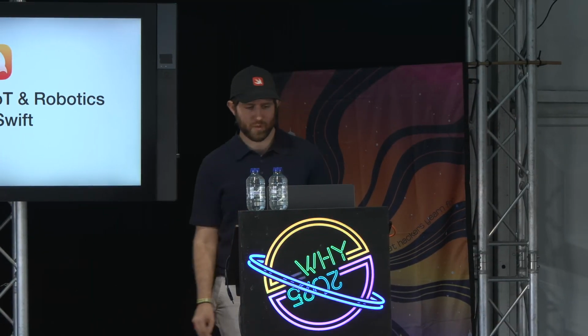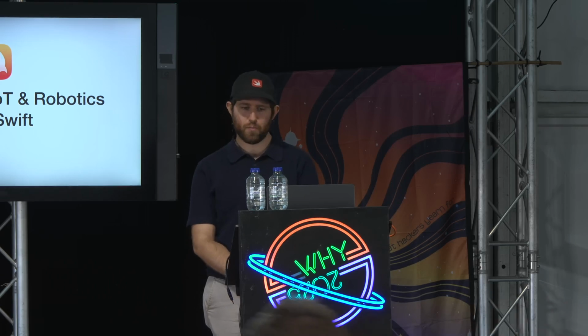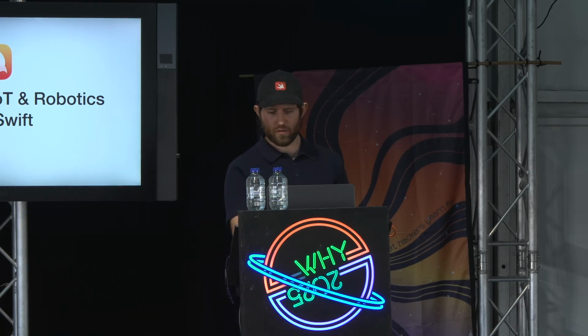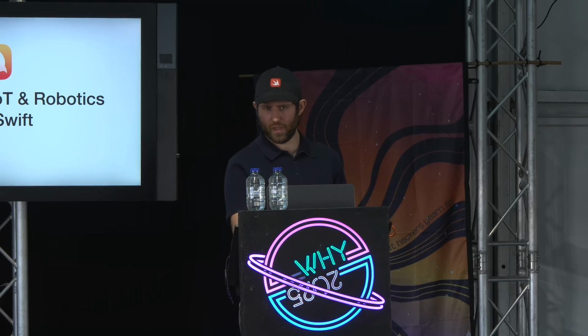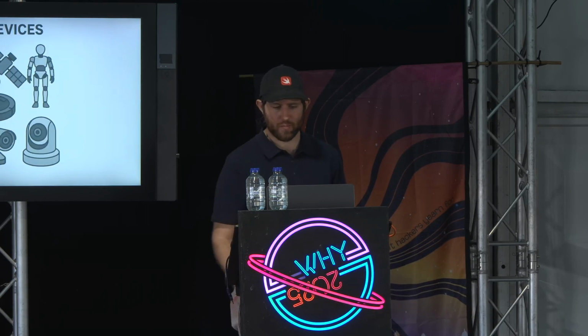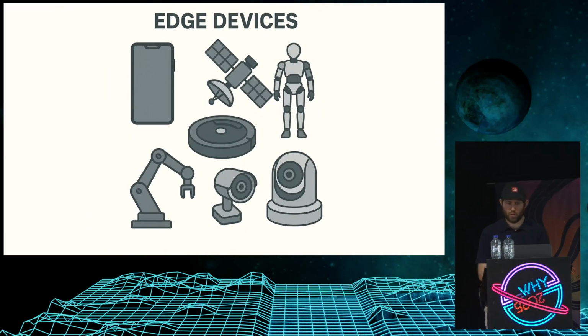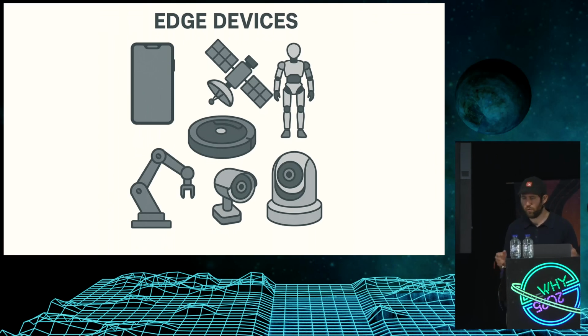Thank you. So my talk is going to be about IoT and robotics with Swift, to be specific, and something that we call an edge device. There are so many types of edge devices all around. Typical edge devices might be your phone, satellites, hopefully soon humanoid robotics, your Roomba. All of them share one thing in common.